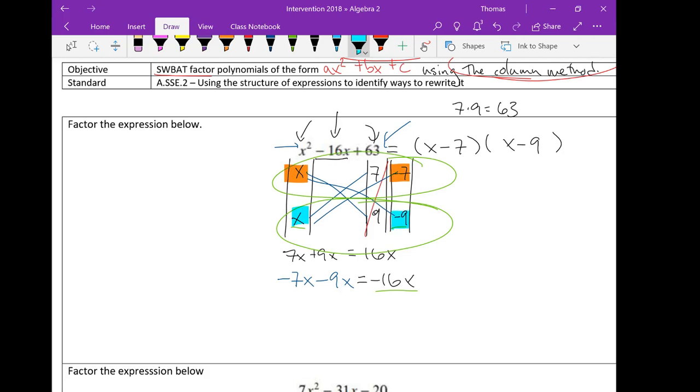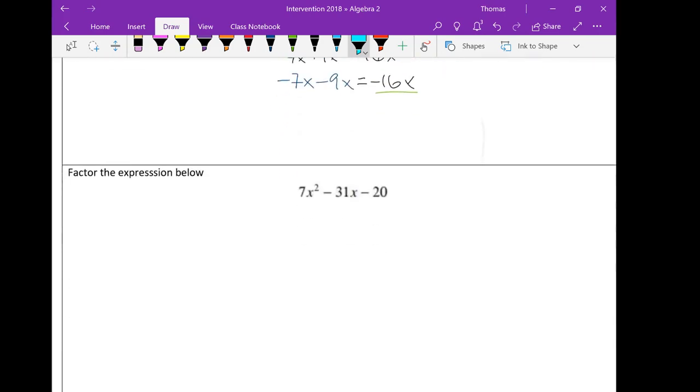So overall, we took our first and last term, and we put their factors in columns. We multiplied across like that and added up to see if we got the middle term. And then if it didn't work, we crossed out, made a new column with different factors that might work, and then tried it again. So let's try again on this next one.